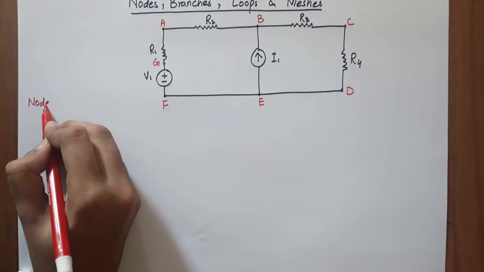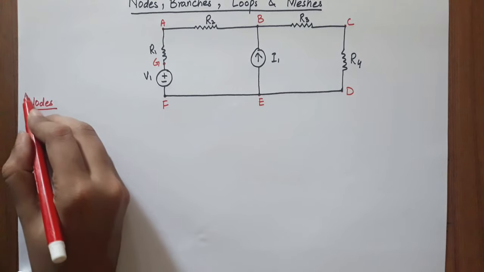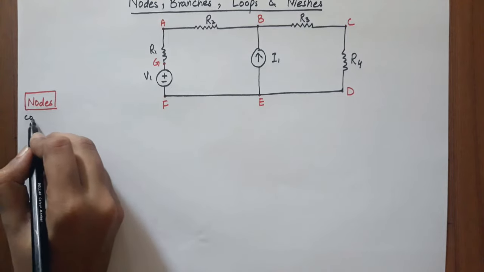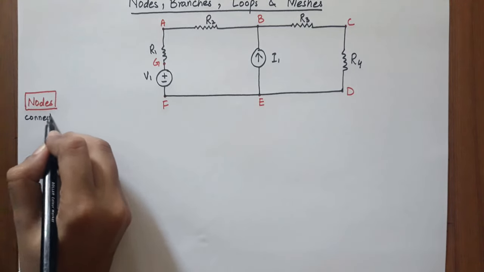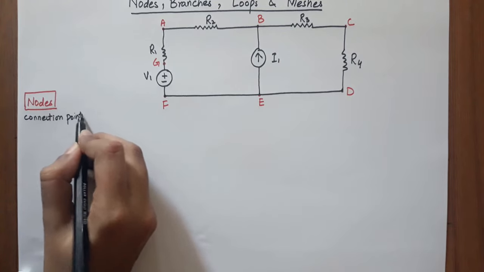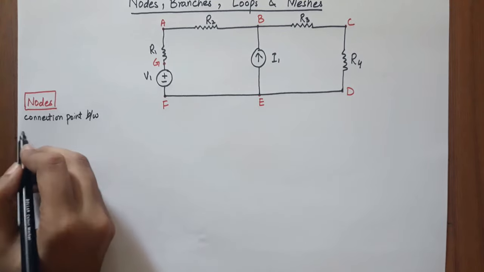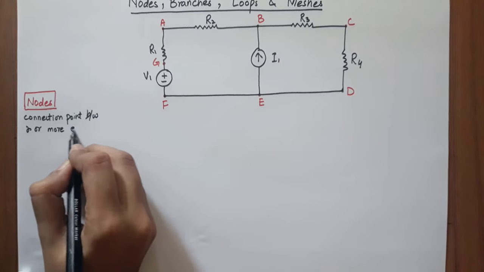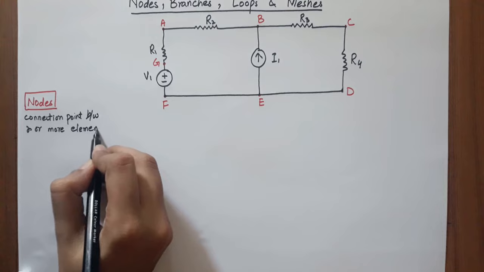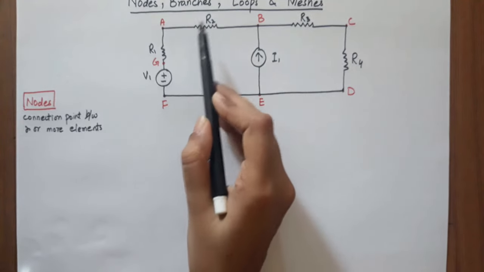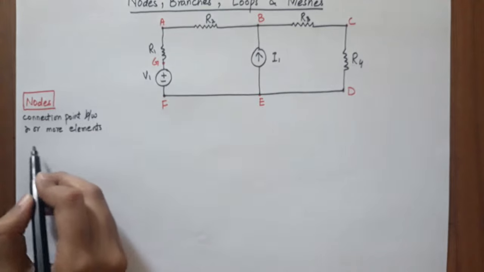Now we will see how many nodes are there in this circuit. So what is a node? Node is a connection point between two or more elements. Two ya two se zyada elements ke beech mein jo connection point hoga, jo unko connect kar raha hoga, that will be a node. So A is connecting R1, R2. So A is a node.